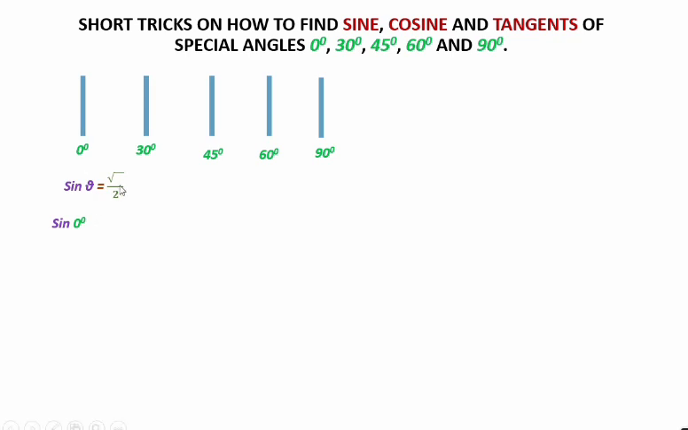So therefore, inside the square root, we are going to include 0. So that's going to give us the square root of 0 divided by 2. That's going to be the square root of 0 is 0 divided by 2. That's equal to what? 0. So let's go to the next angle, 30 degrees.